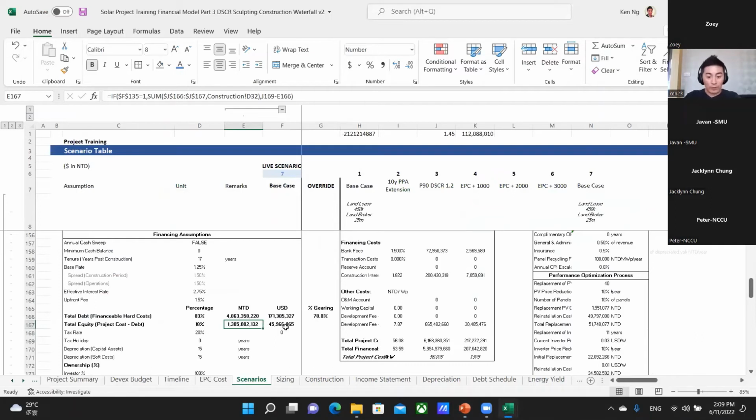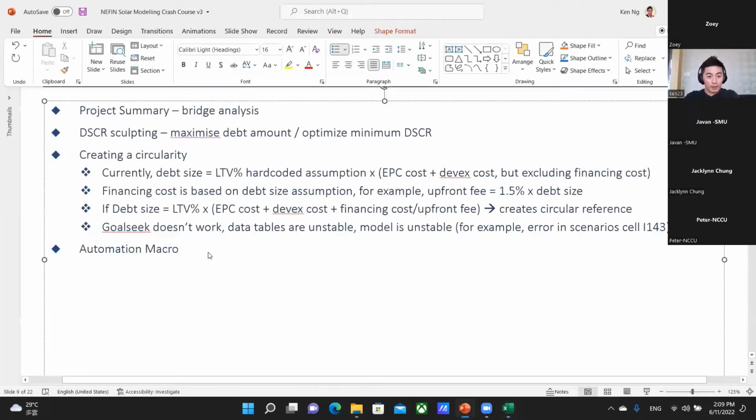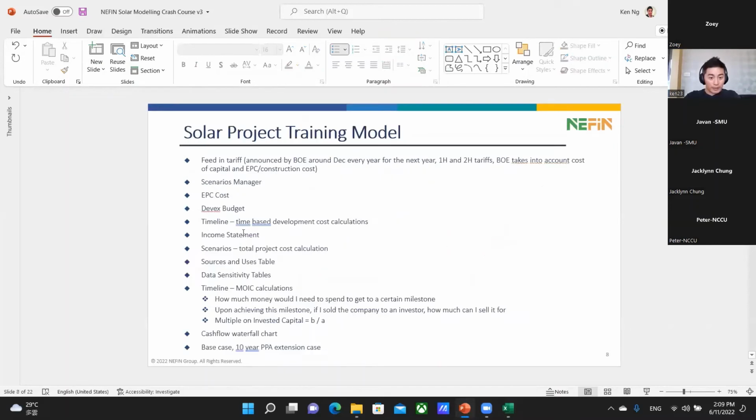So the only way we could fix that is by setting the debt amount to the project cost excluding the financing costs. But we'll be fixing that issue a little bit later on as well. So that's a circular issue. Let's go back.